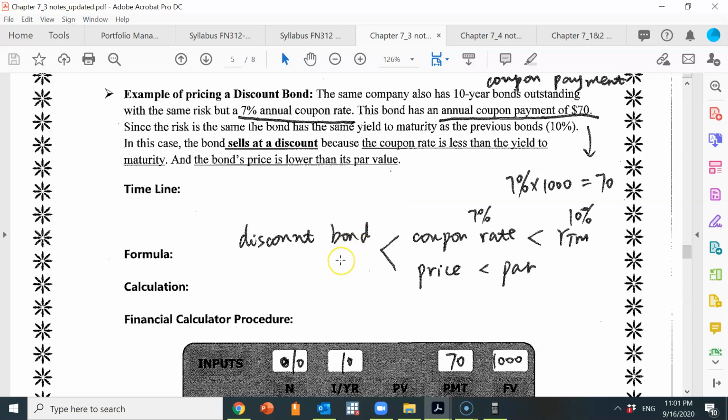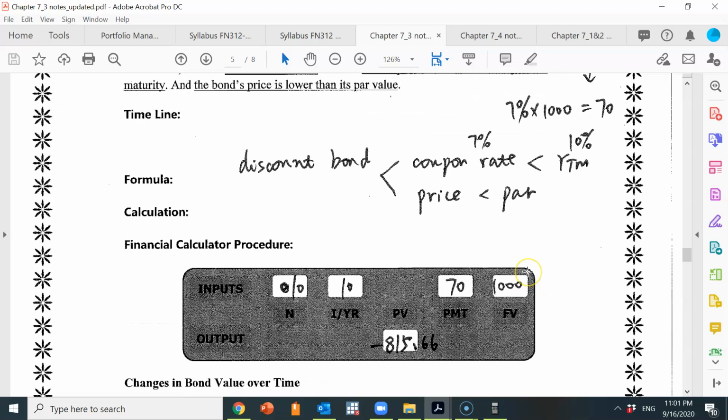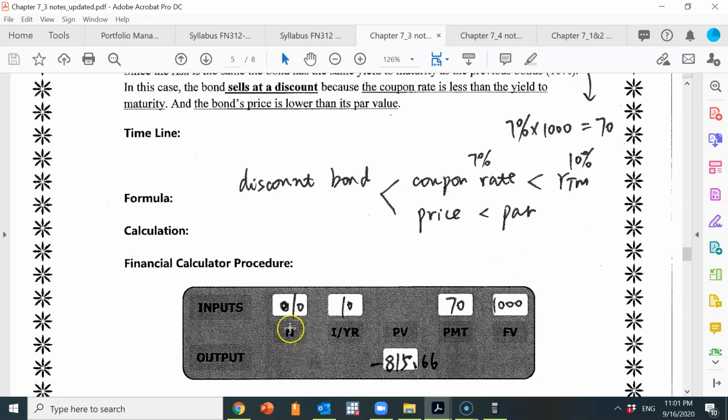This is a discount bond, or we say the bond sells at a discount, because our coupon rate is only 7% this time, lower than the 10% yield to maturity. Our bond price is something that we will calculate later. It's going to be lower than the par value, 1,000. So we will input N as 10 years.